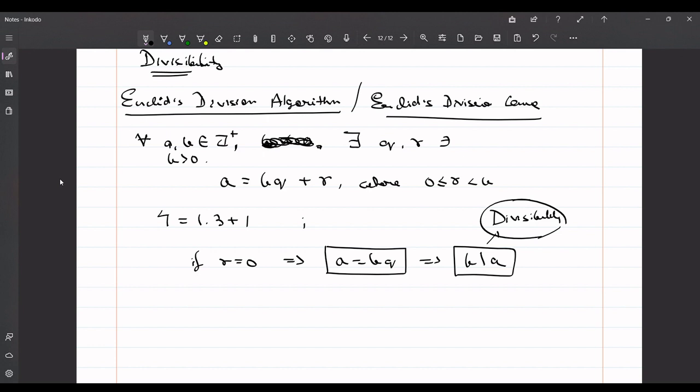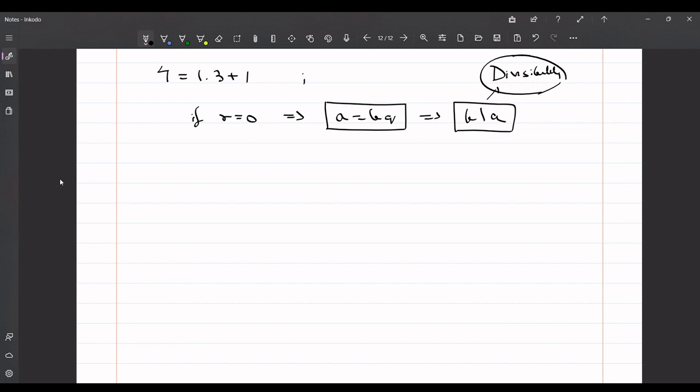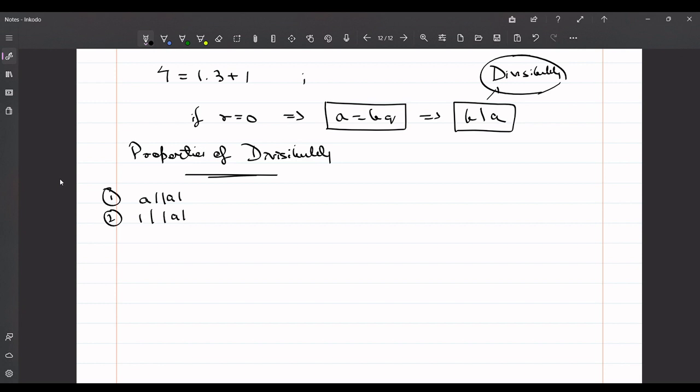Now let us discuss a few properties of divisibility, and then we will move on to the concept of congruences. Okay, so properties of divisibility. Any number can divide itself, right? Or any number can divide the modulus of itself. I will be discussing the proof in a very simple way. See, 1 can divide any number. The modulus of 1, that is both 1 and minus 1, can divide any number.